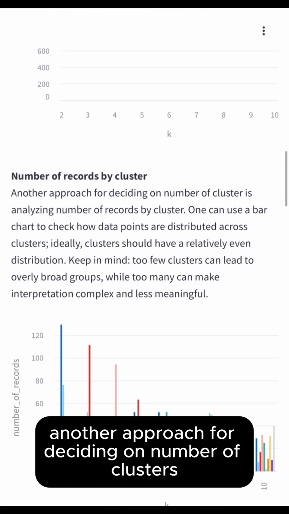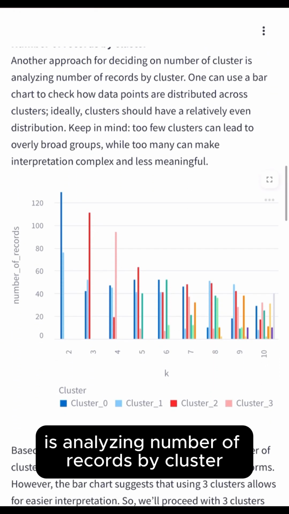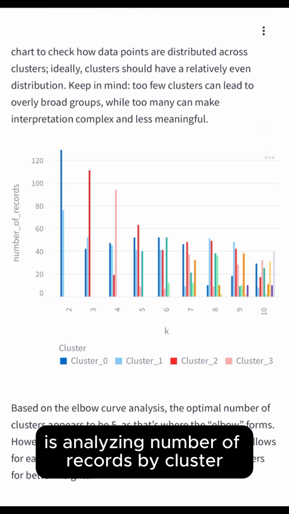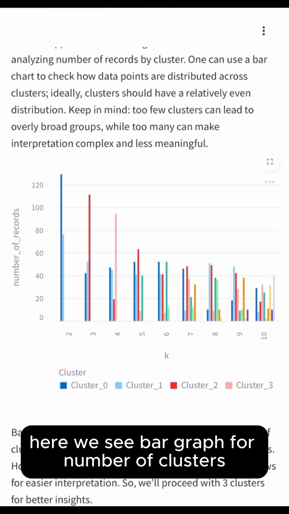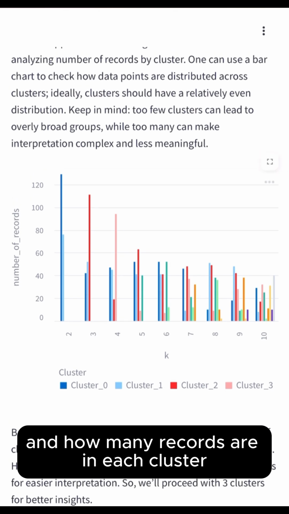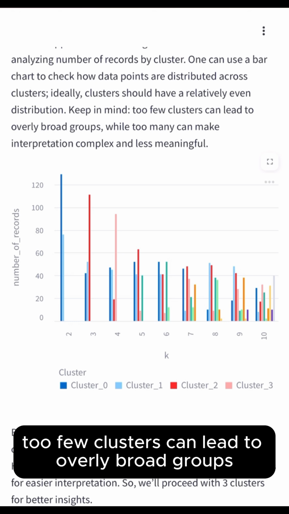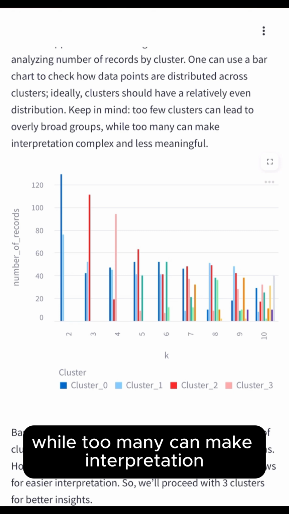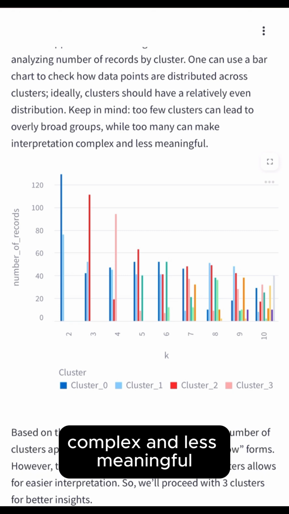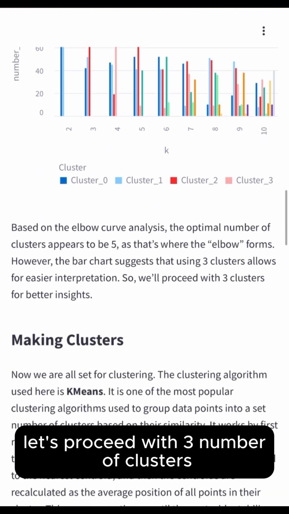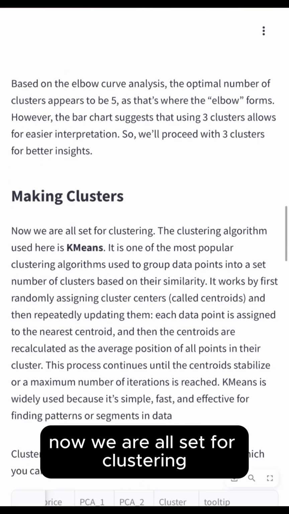Another approach for deciding on number of clusters is analyzing number of records by cluster. Here we see bar graph for number of clusters and how many records are in each cluster. Too few clusters can lead to overly broad groups, while too many can make interpretation complex and less meaningful. Let's proceed with 3 number of clusters. Now we are all set for clustering.